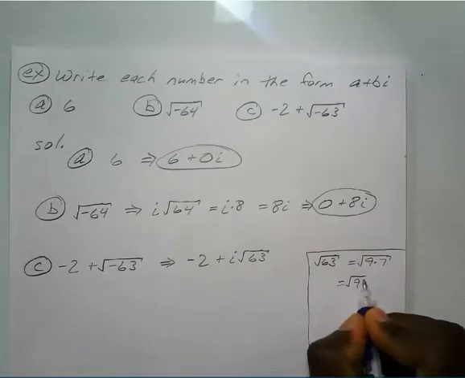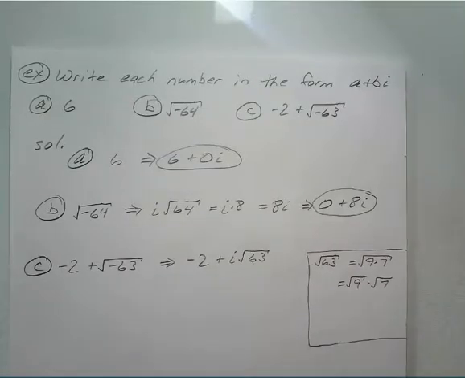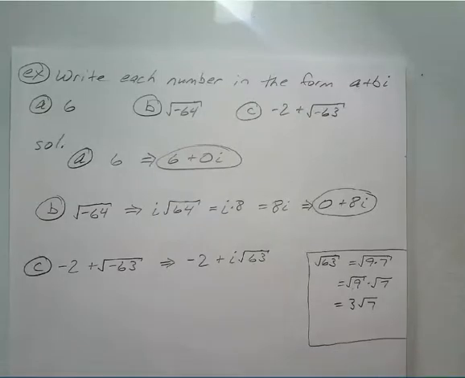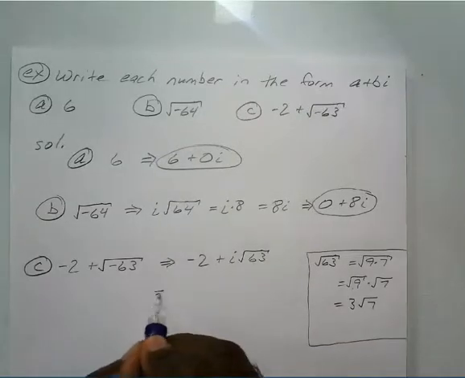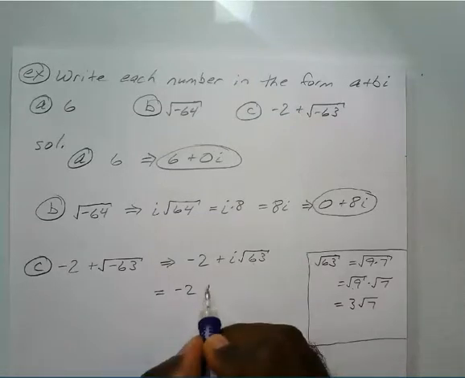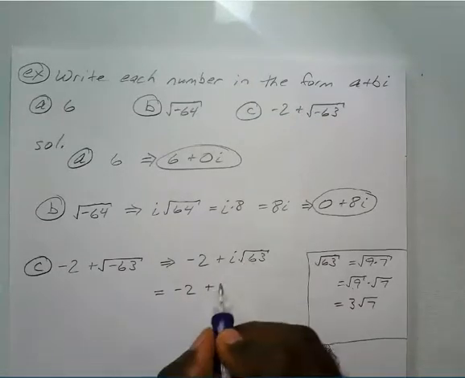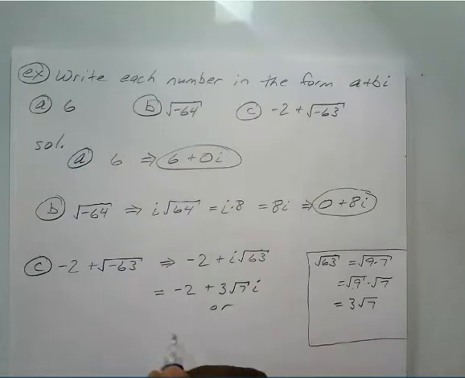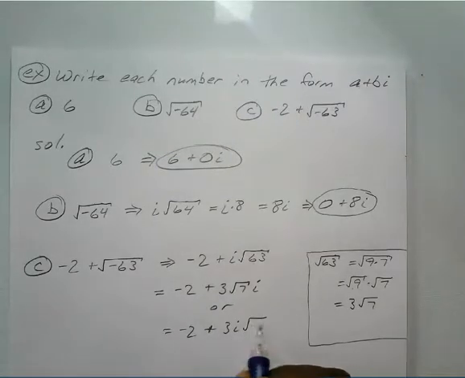We have square root of 9 times square root of 7. Square root of 9 is plus or minus 3, but we're just going to use the positive, so we have 3 times square root of 7. Okay, so that makes this negative 2 plus 3 square root of 7 times i, or negative 2 plus 3i times square root of 7. Remember, these are all being multiplied, so you can switch them around.